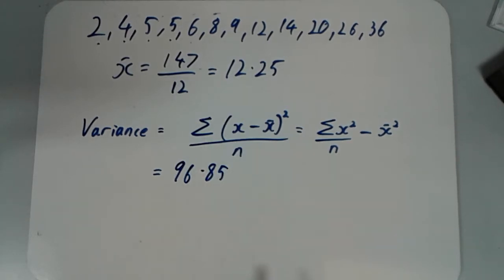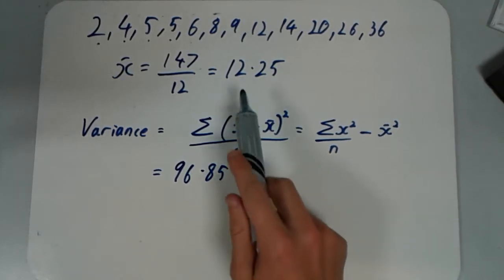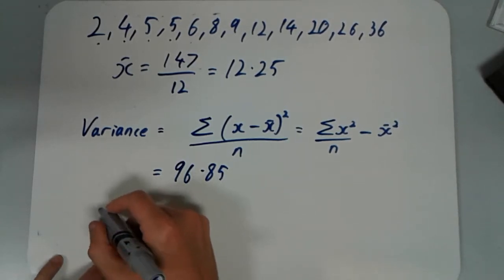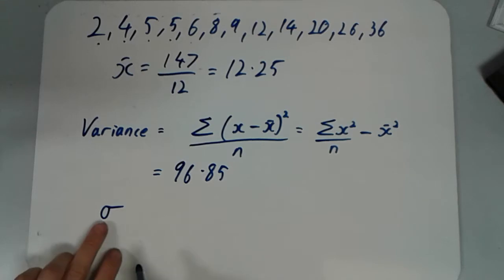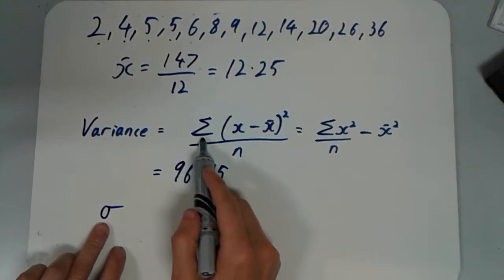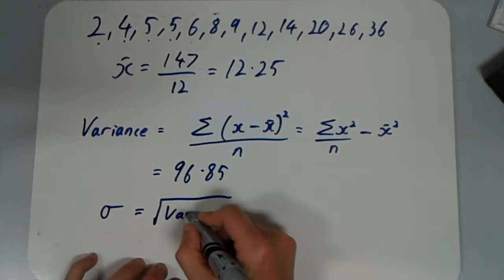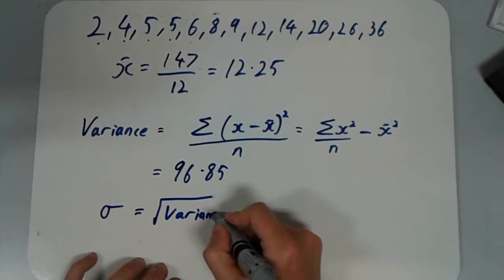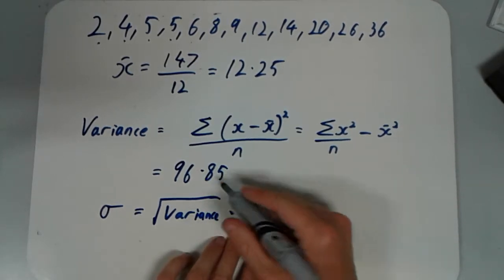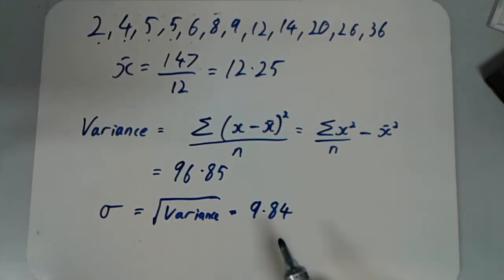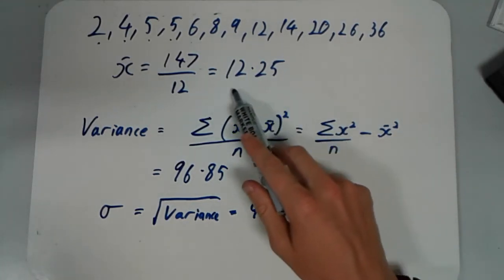96.85. Now that in itself is not a very useful measure because it's saying that the average distance squared from the mean is 96.85. What's much more useful is the standard deviation, which we represent with a lowercase sigma. That's uppercase sigma, this is lowercase. That is just the square root of variance. So if we square root that number, we get 9.84. That tells us that on average our data is 9.84 away from this mean.